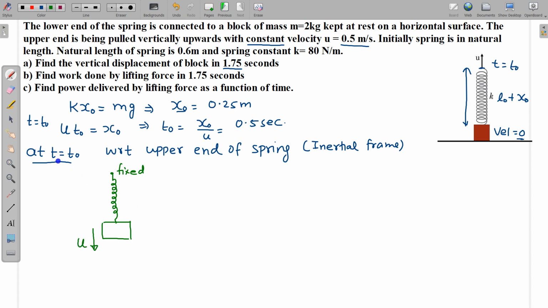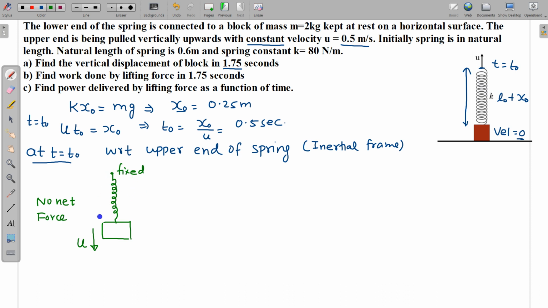So at this particular instant, t is equal to t naught, which is 0.5 second, the block is moving vertically downwards with velocity u, and there is no force acting on this block. At this instant, there is no net force on the block, because kx and mg are balancing, and there is no normal force because it is just about to lift. So there is no net force on the block.